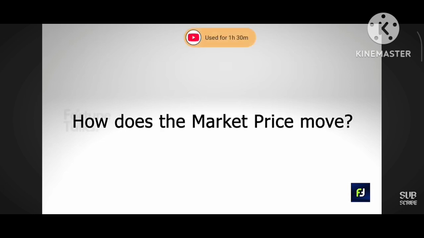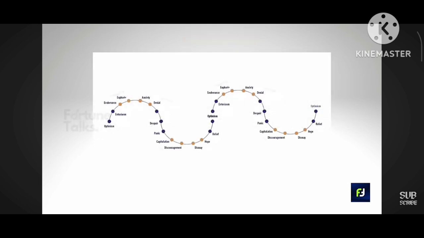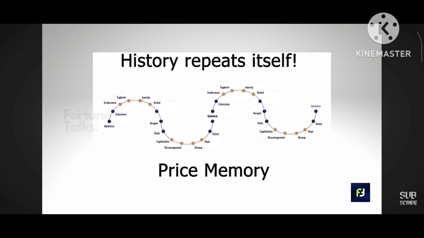This video will focus on how the market price moves, or how the prices are made to move in a particular way by some big players. You might have heard people saying things like "history repeats itself", "price memory", and stuff like that. What they really mean is how the market price moves in a specific pattern time and time again.